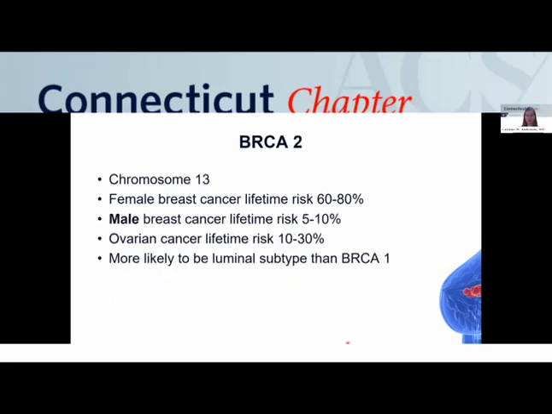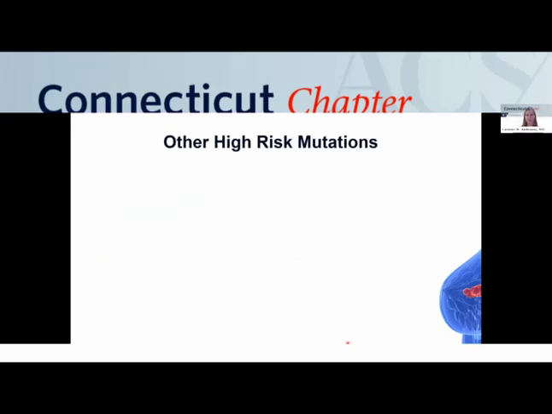BRCA2 is found on chromosome 13. When I was a resident, I remembered that as 1, 2, 3. Female breast cancer risk 60 to 80%. Male breast cancer lifetime risk a little bit higher than with BRCA1, now 5 to 10%. Ovarian cancer lifetime risk 10 to 30%. This is more likely to be of luminal subtype than BRCA1.